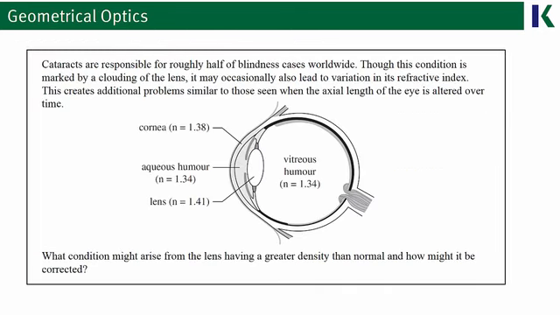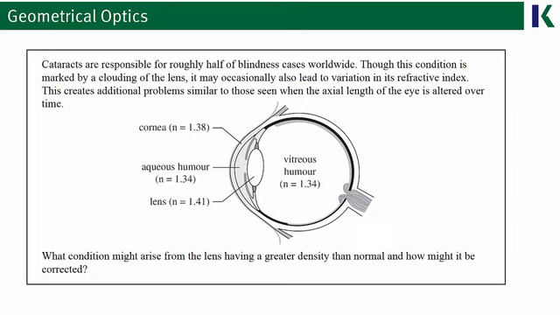Take a few seconds to read this short question stem. We're told here that cataracts might occasionally lead to alterations in the refractive index of the lens, which is our lead into the idea of Snell's law. We're also given a hint that this condition might lead to problems seen when the axial length of the eye is altered over time. What are the two problems associated with altered eye length? Myopia and hyperopia, which we'll explore in just a little bit.